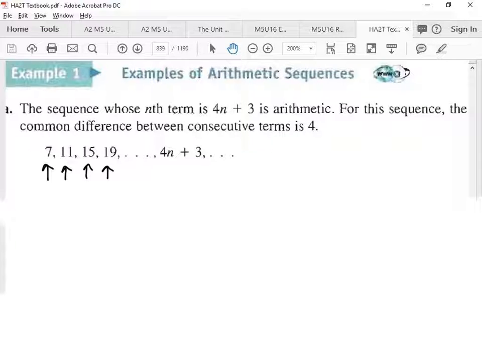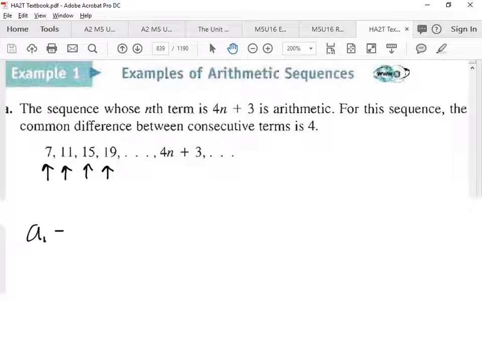Do you guys see the pattern here? Going from 7 to 11 to 15 to 19. Do you guys see the pattern? 4. That's the pattern. You just say 4. Don't you want to say something more specific, like increasing by 4 each time? You add 4 each time.